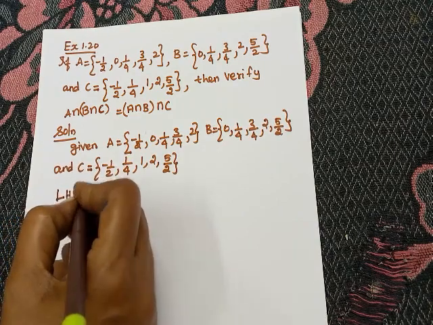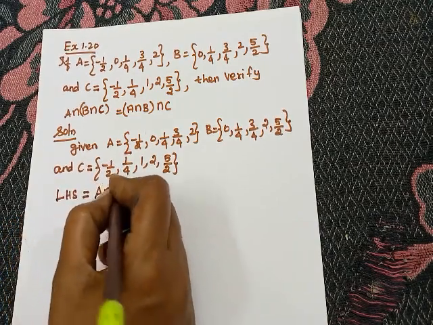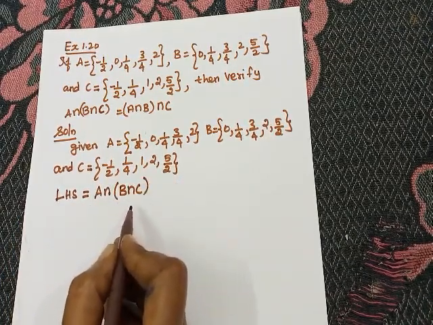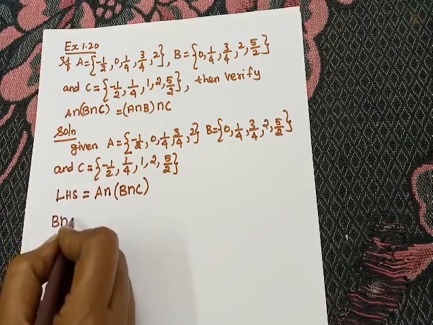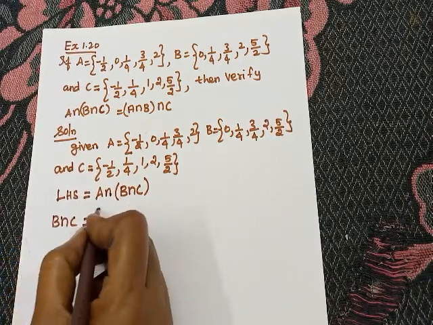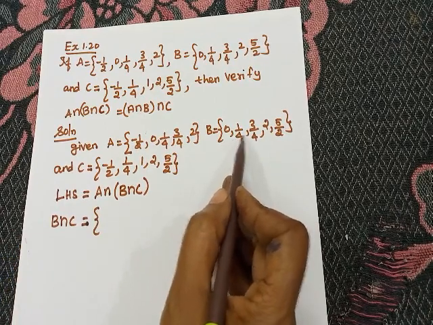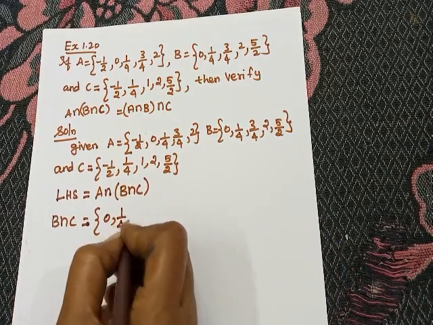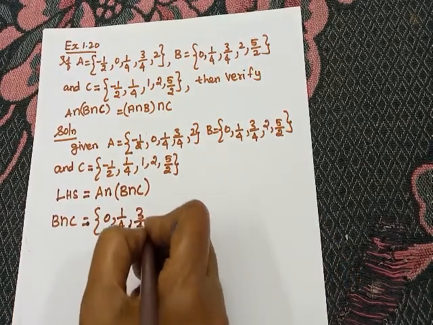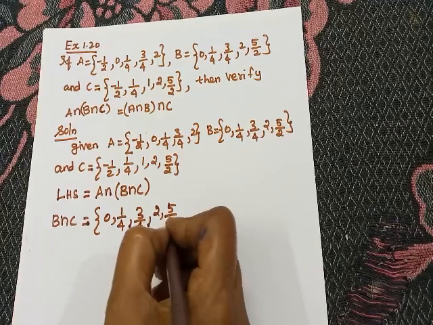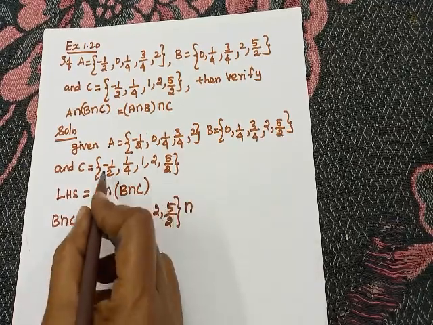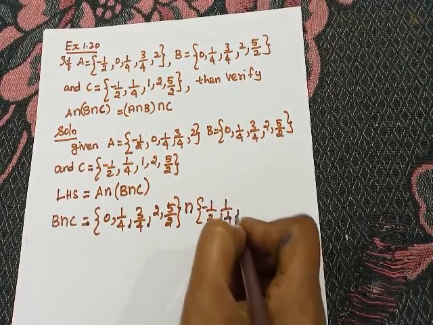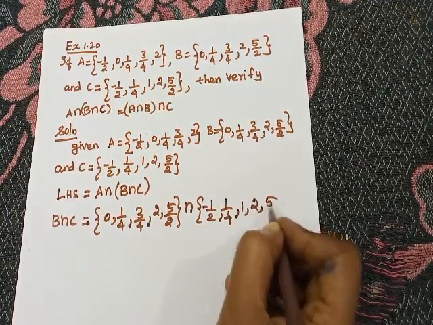Okay, LHS, left hand side, equals A intersection (B intersection C). First the bracket inside value we have to complete, that is B intersection C equals B set. What is the B set? This one: {0, 1/4, 3/4, 2, 5/2}. Then intersection C set, that is {-1/2, 1/4, 1, 2, 5/2}.